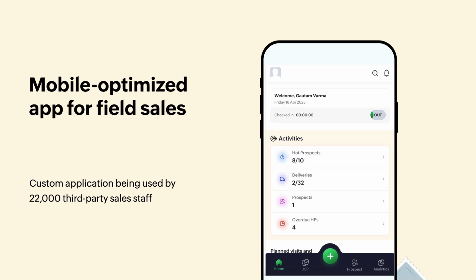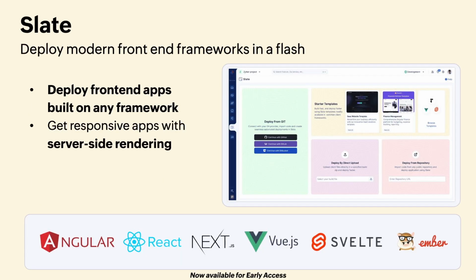Now, let's see what went behind all of these three examples that we saw. So, Slate is our front end deployment service. This helps you deploy any kind of modern age front end framework like, say, an Angular, React, Next, Vue, Svelte, Ember, and any other framework that you may have. You're able to connect to your GitHub repository and deploy this repo in a matter of a few clicks. What you get is an application that's highly available and offers server-side rendering.